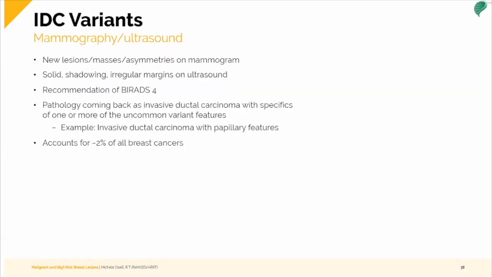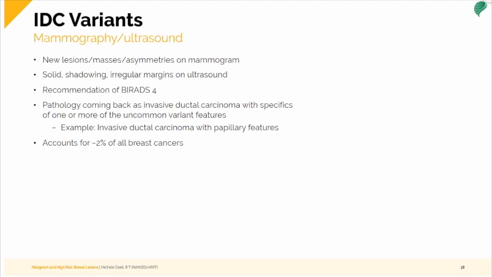These can also be seen as new lesions, masses, or asymmetries on mammogram, just as we discussed with the more common ones, and would have the same appearance that we just discussed in the previous category. This may include a solid mass, shadowing, irregular margins, etc. The recommendation would be the same as any other lesion considered a BIRADS 4. It is a suspicious lesion and a tissue diagnosis is recommended.